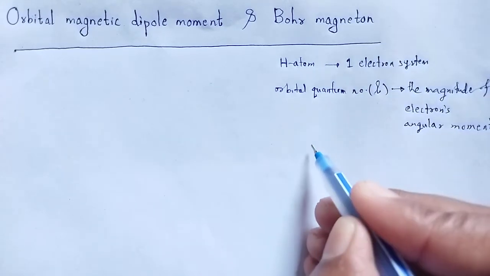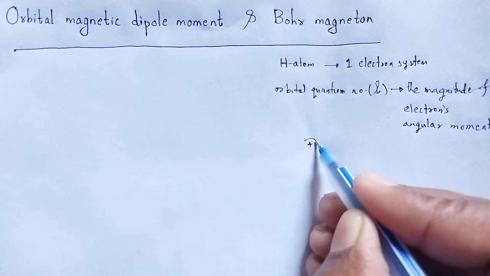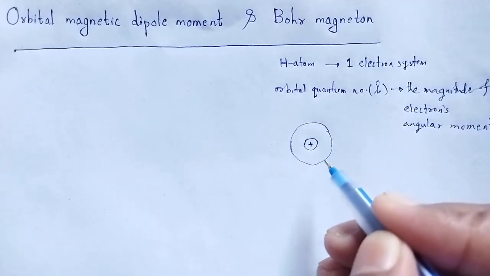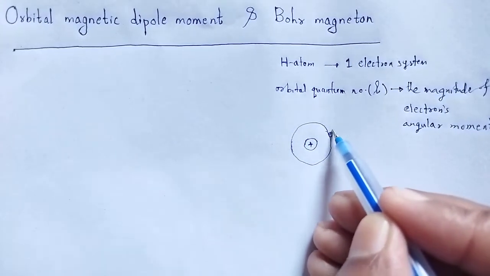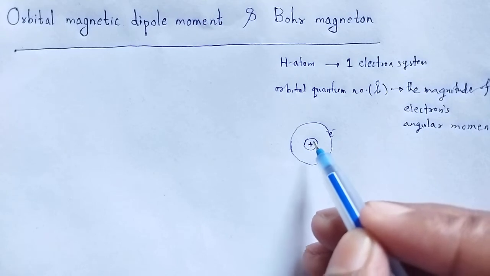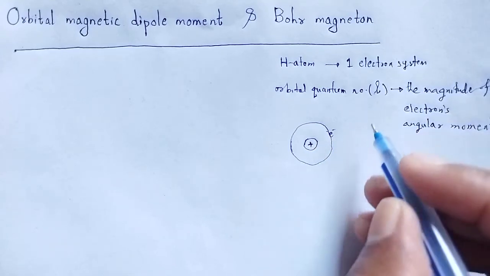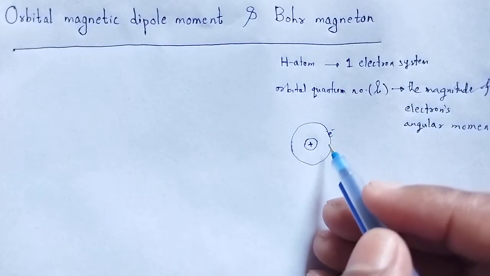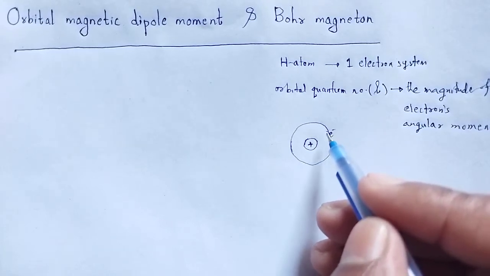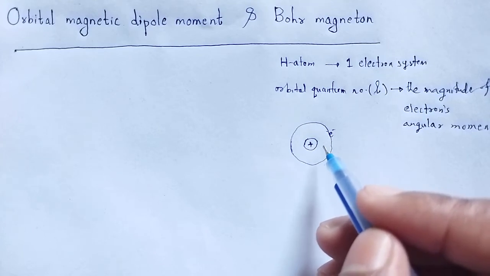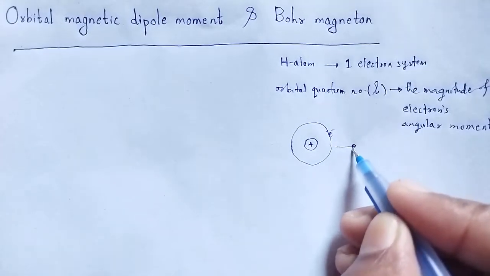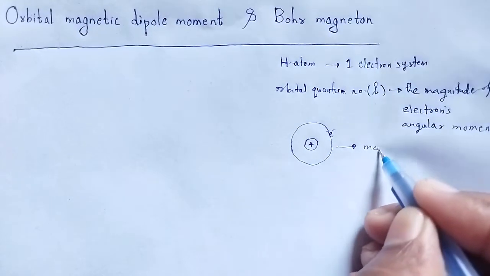Now, consider this is the nucleus of that atom and the electron is revolving around the nucleus in Bohr's orbit. That revolving electron in an orbit about the nucleus forms a minute current loop and produces a magnetic field. That magnetic field behaves like a magnetic dipole. The revolving electron behaves like a magnetic dipole.